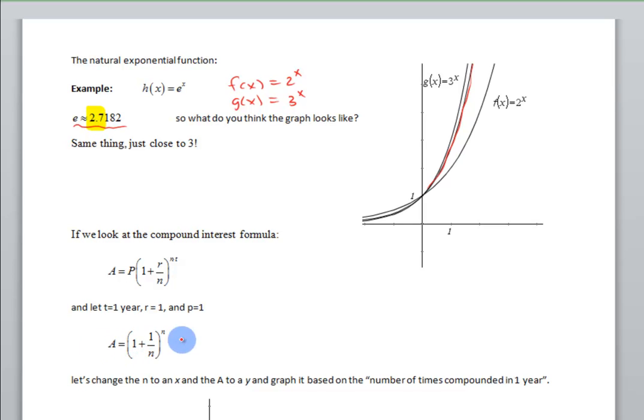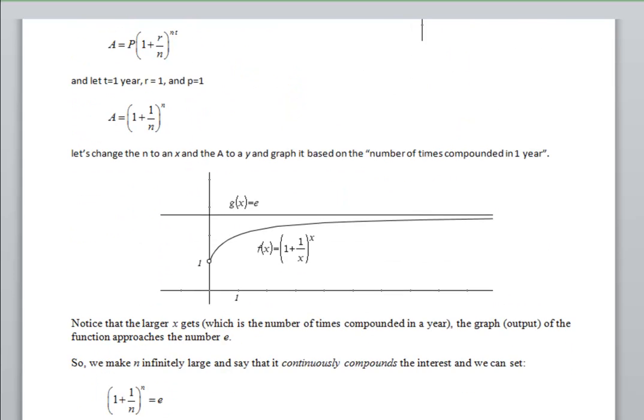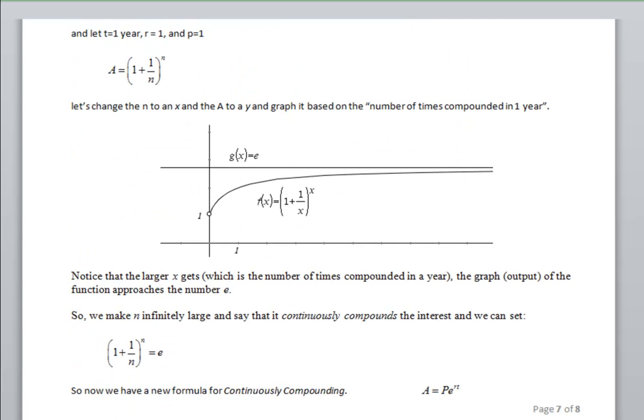Now if I make n really, really large, let's look at a graph here. So n becomes really, really large. I change it to an x so I could graph it. This is the graph of that function right here on a graph. And you'll notice that this line is y equals e, so that's 2.718 right there, right?